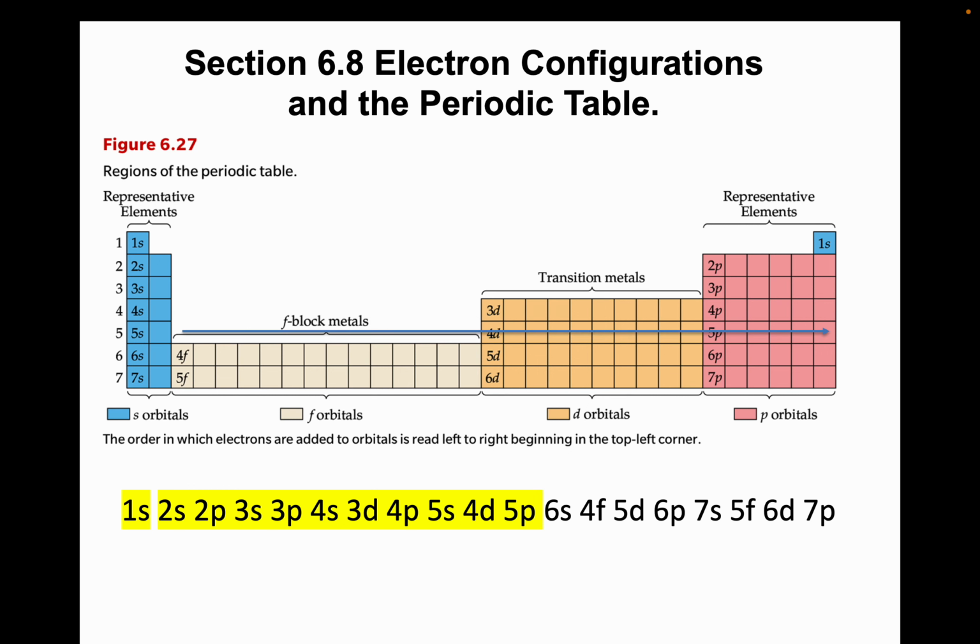5s, 4d, and 5p. 6s, 4f, 5d, and 6p. And then finally 7s, 5f, 6d, and 7p. So these are the different groupings that we have that are different regions of the periodic table that we now see correspond to the different sets of atomic orbitals that we're adding electrons to.